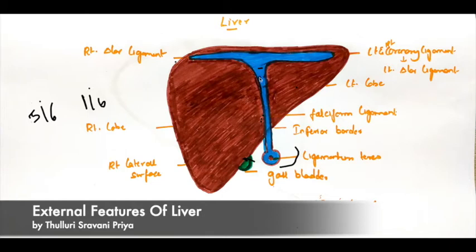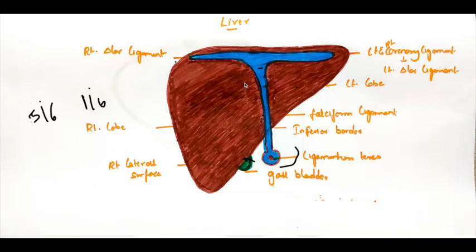This is the falciform ligament, which divides the right lobe from the left lobe. The falciform ligament is sickle shaped, and it passes towards the superior surface. It divides into the left triangular ligament and the right triangular ligament. Okay, this is the falciform ligament and the right and left triangular ligaments.